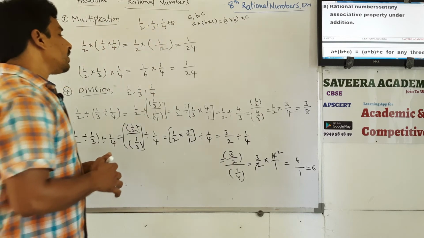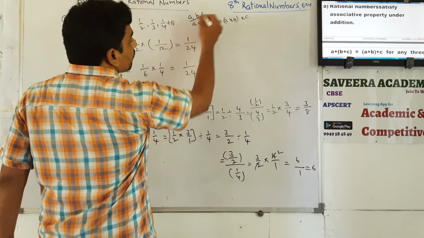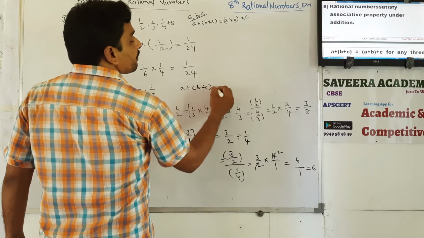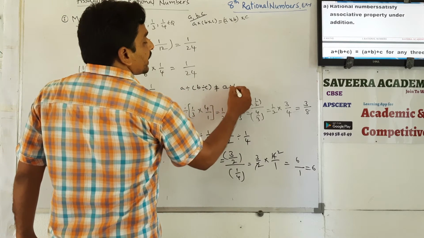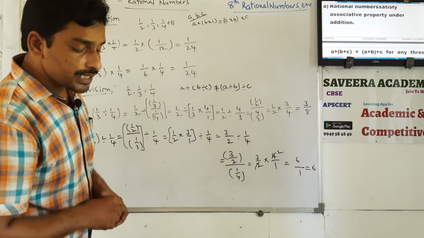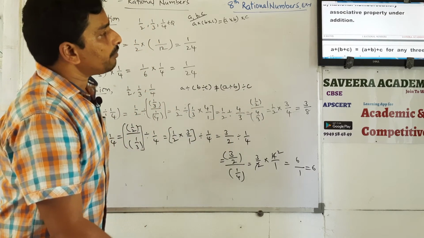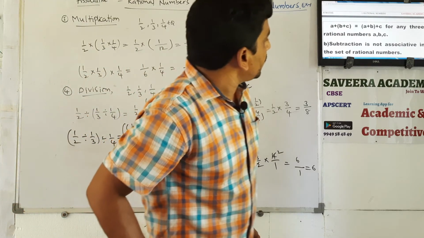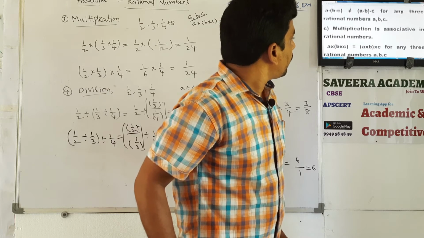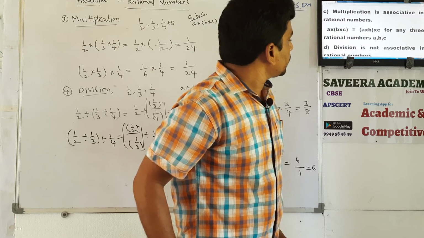Okay. So in general, how do you write? For any 3 rational numbers a, b, c, a divided by b divided by c is not equal to a divided by b divided by c, grouped differently. Okay. So this is about rational numbers. Associative property in rational numbers we have checked. Multiplication over, division also over.